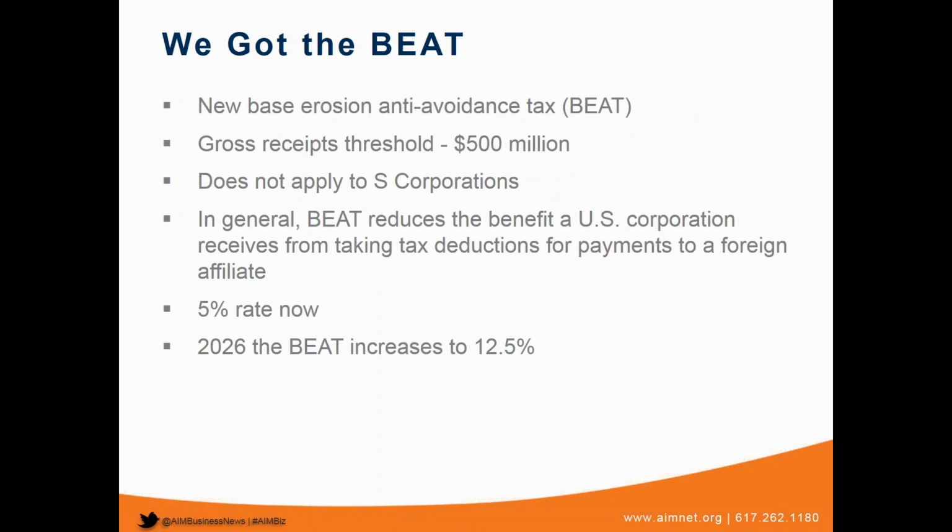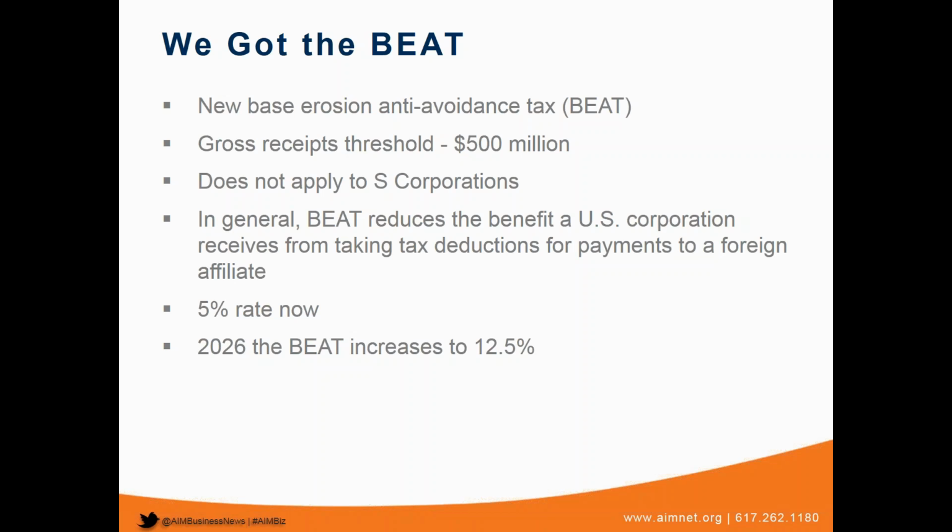So next slide, please. The last piece of this is the BEAT. The BEAT is the Base Erosion Anti-Avoidance Tax. This is based, again, on the OECD concept of base erosion, that certain companies are making payments to reduce tax in the U.S., to pay less tax in the U.S. potentially. Now, this only applies to companies that have gross receipts of $500 million or more. It does not apply to S corporations. And basically, in its most simplistic form, it applies to payments that are being made by a U.S. corporation to a foreign affiliate that would reduce its U.S. tax, that meet a certain threshold.